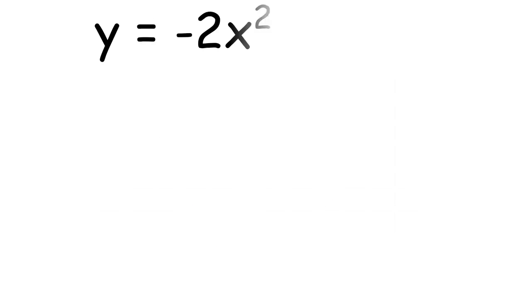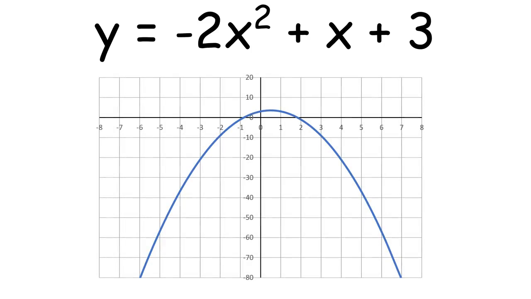Here's a similar quadratic equation, but this time the x squared term is a negative value. And when we plot this equation, we still get a parabola, but this time it's open at the bottom and it's closed at the top.